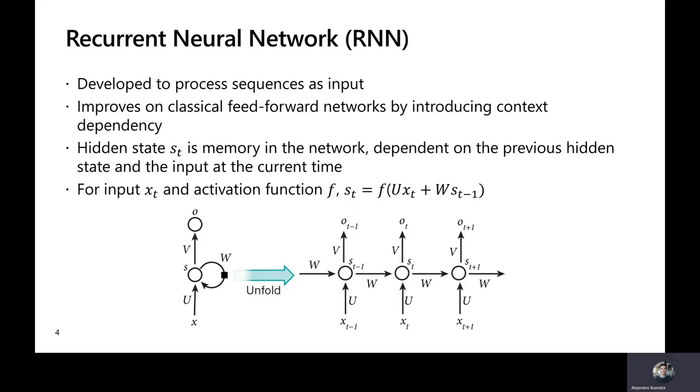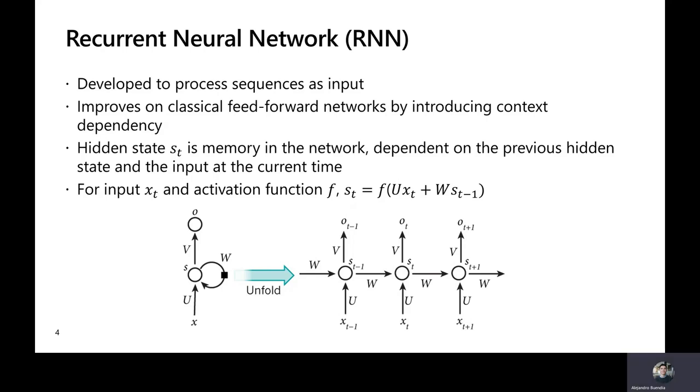In machine translation, a sequence of text in the source language is fed into the network and a sequence in the target language is returned. RNNs were therefore introduced to add context dependency to the classical feed-forward definition of neural networks. Here, a hidden state S of t can be thought of as the memory of the network, which is dependent on the previous hidden state and the input at the current time. S of t is a linear function of input x of t and previous hidden state S of t minus 1, which is then pushed through an activation function f.